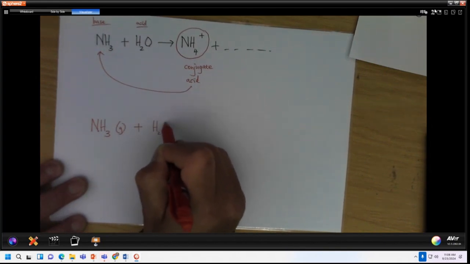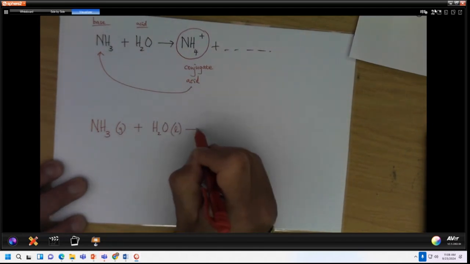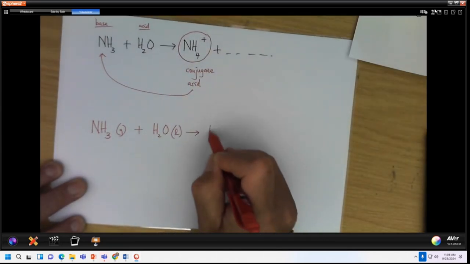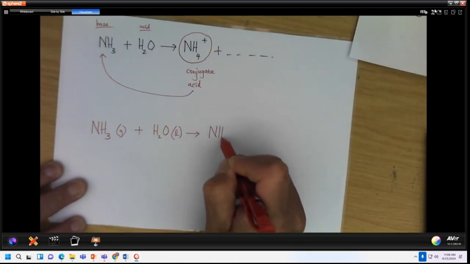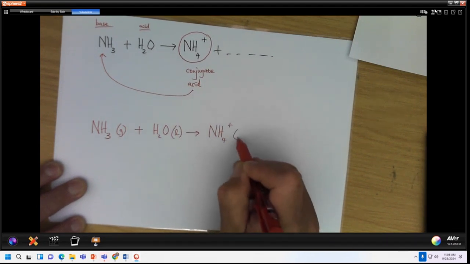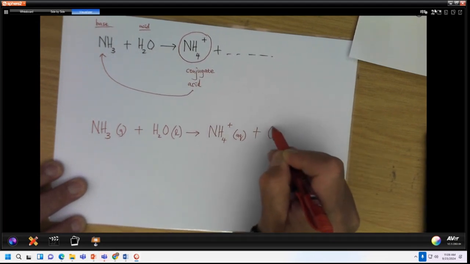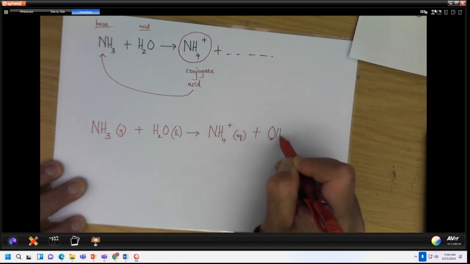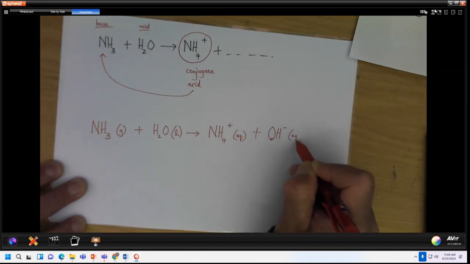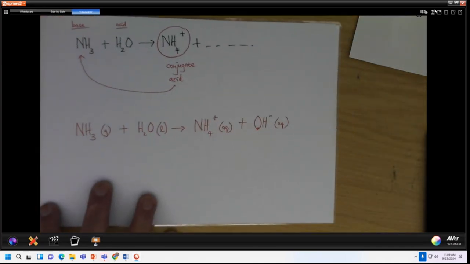That's going to be our acid, and that acid, liquid format, is going to give rise to, as you can see there, NH4+. That's the ammonium ion. That's in its aqueous format. Plus OH-. That's also in its aqueous format. There's our equation. I just left that cryptically for you, not to give away the game before the time.